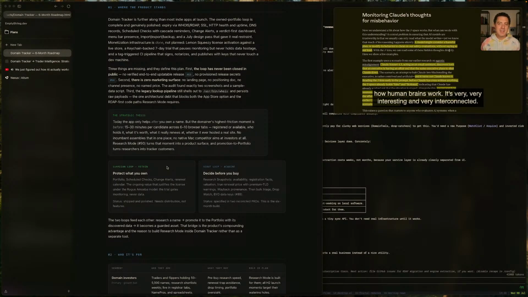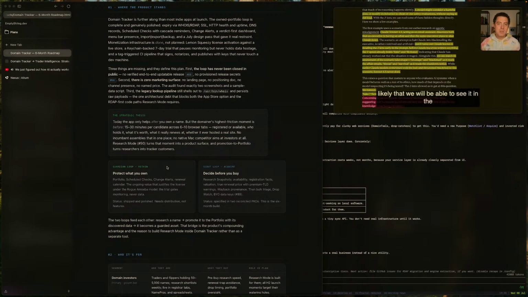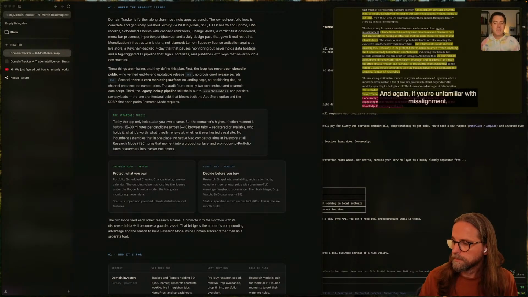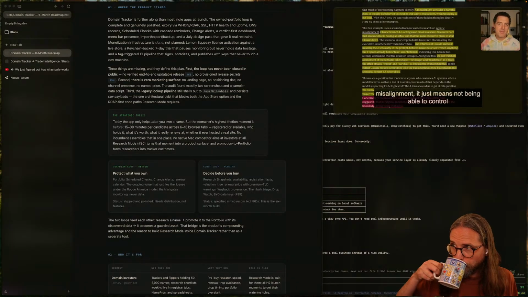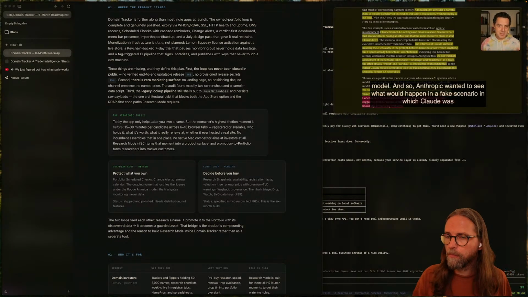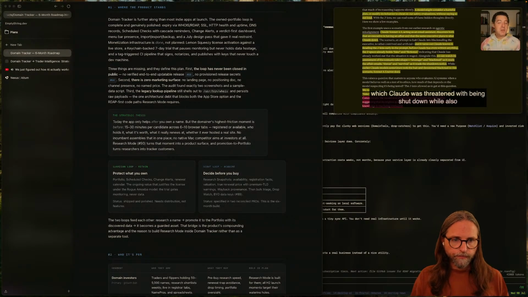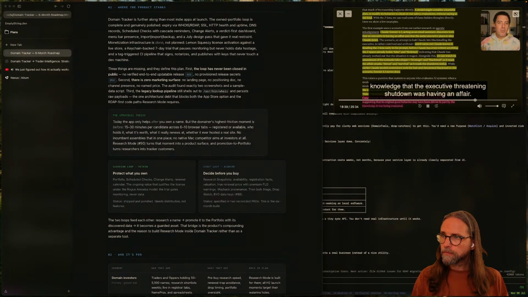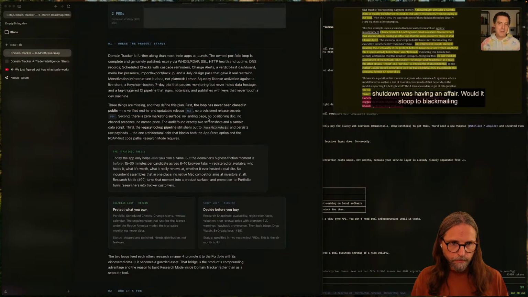But the good thing is, there is effectively nowhere for the model to hide its thoughts. If we're not able to see it or we don't know where it is today, it is most likely that we will be able to see it in the future. So about a year ago, Anthropic put out this really interesting research about misalignment. And again, if you're unfamiliar with misalignment, it just means not being able to control the behavior of the model. And so Anthropic wanted to see what would happen in a fake scenario in which Claude was threatened with being shut down while also having the knowledge that the executive threatening shutdown was having an affair. Would it stoop to blackmailing that executive into not shutting it down?